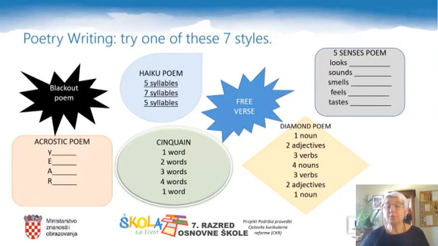Or a diamond poem. 1 noun in the first line, 2 adjectives, 3 verbs, 4 nouns, and then again 3 verbs, 2 adjectives, 1 noun. Or 5 senses. You write about something that interests you through all 5 senses. That thing that you're writing about looks like, sounds, smells, feels, tastes. Or if you don't like any of these, you can always write free verse.